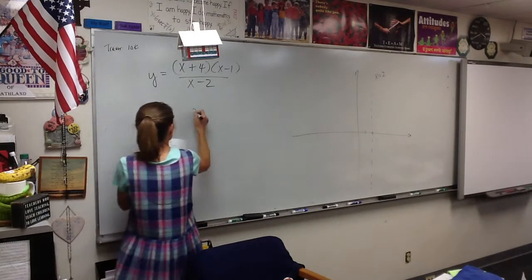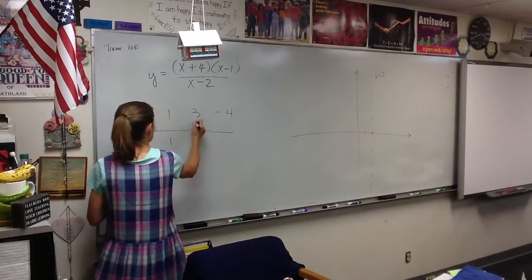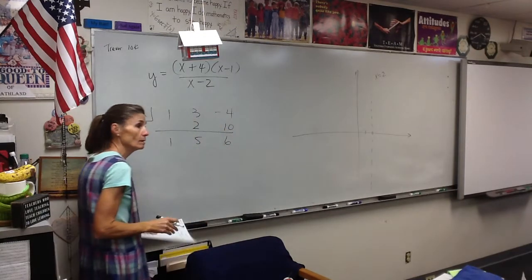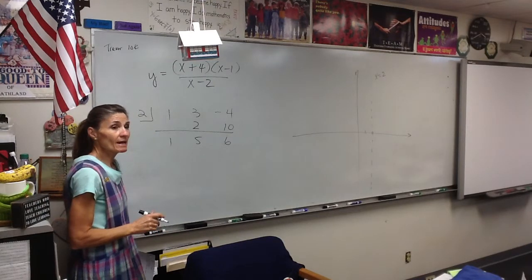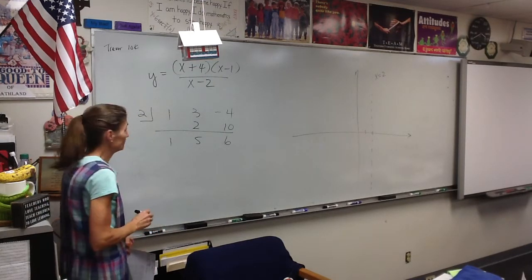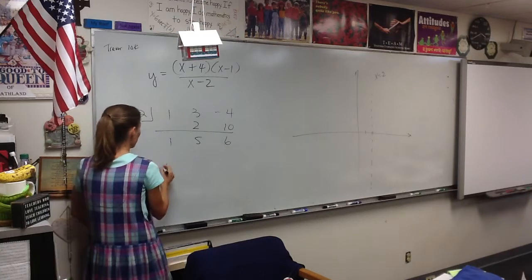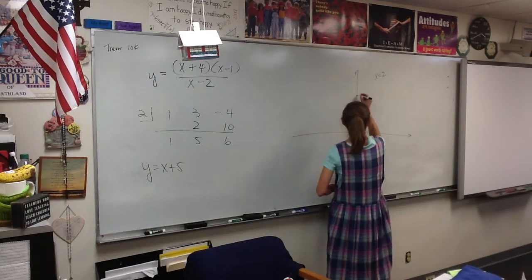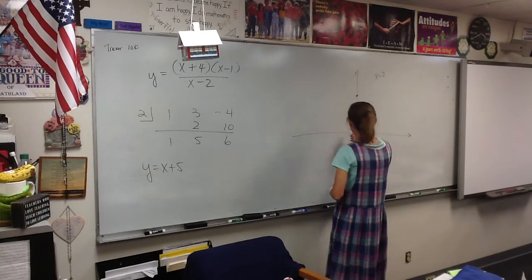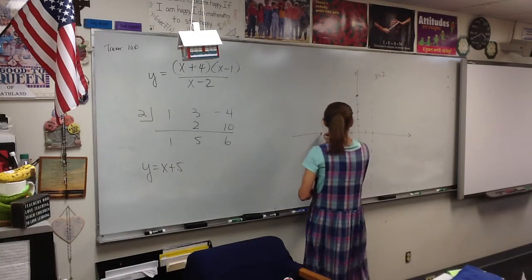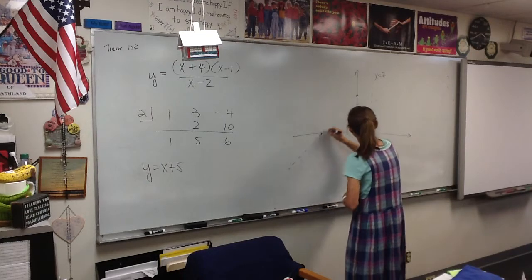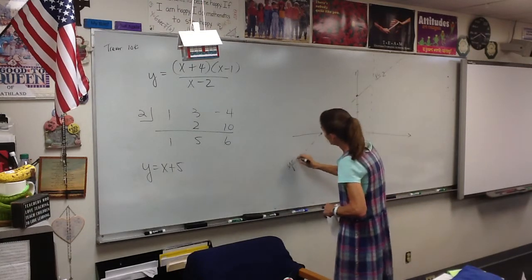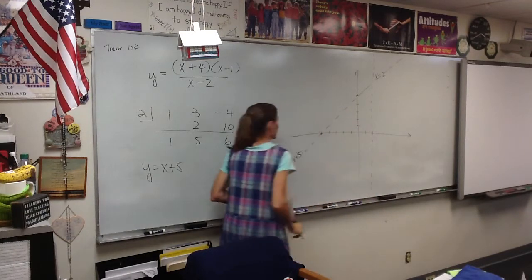So what is my end behavior asymptote? Y equals x plus 5. So I'll graph that over here. So there is my end behavior asymptote.